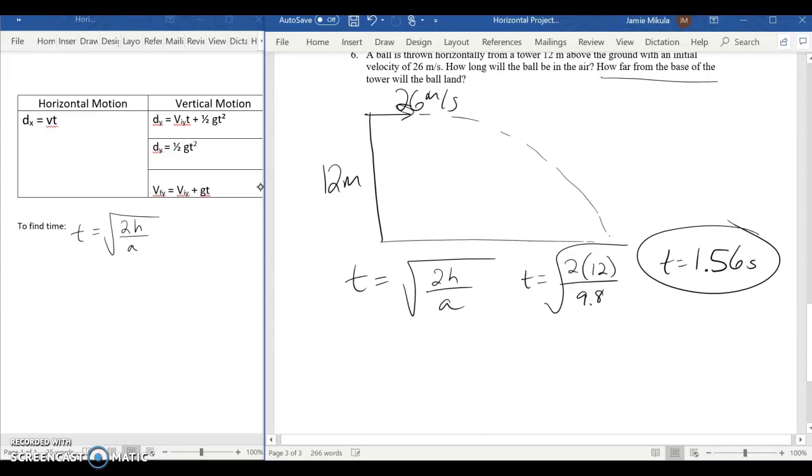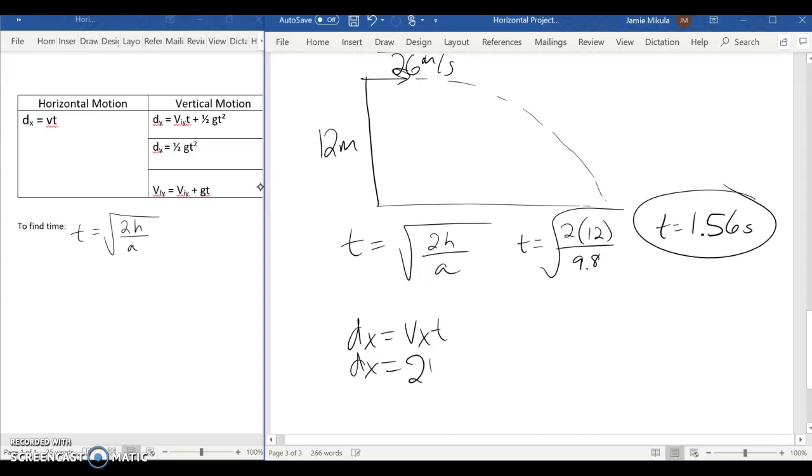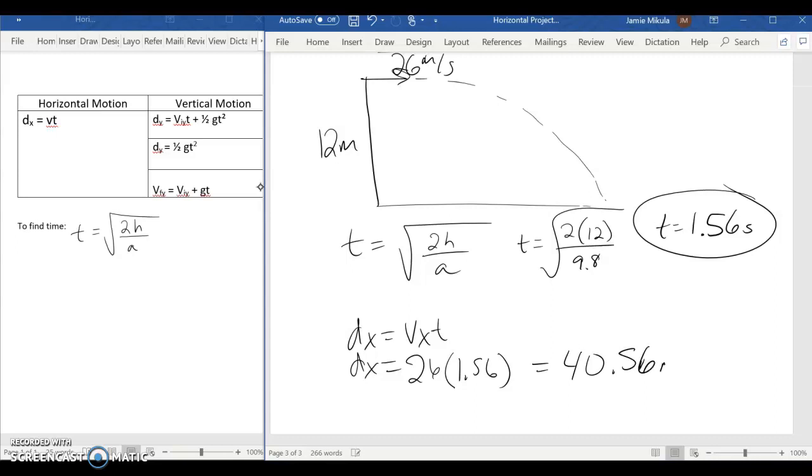And then it says how far from the base. Up here it says how far from the base of the tower will the ball land. So that's going to be dx equals vx times t. dx equals, the vx is the 26. The t was 1.56. 26 times 1.56 is 40.566 meters.